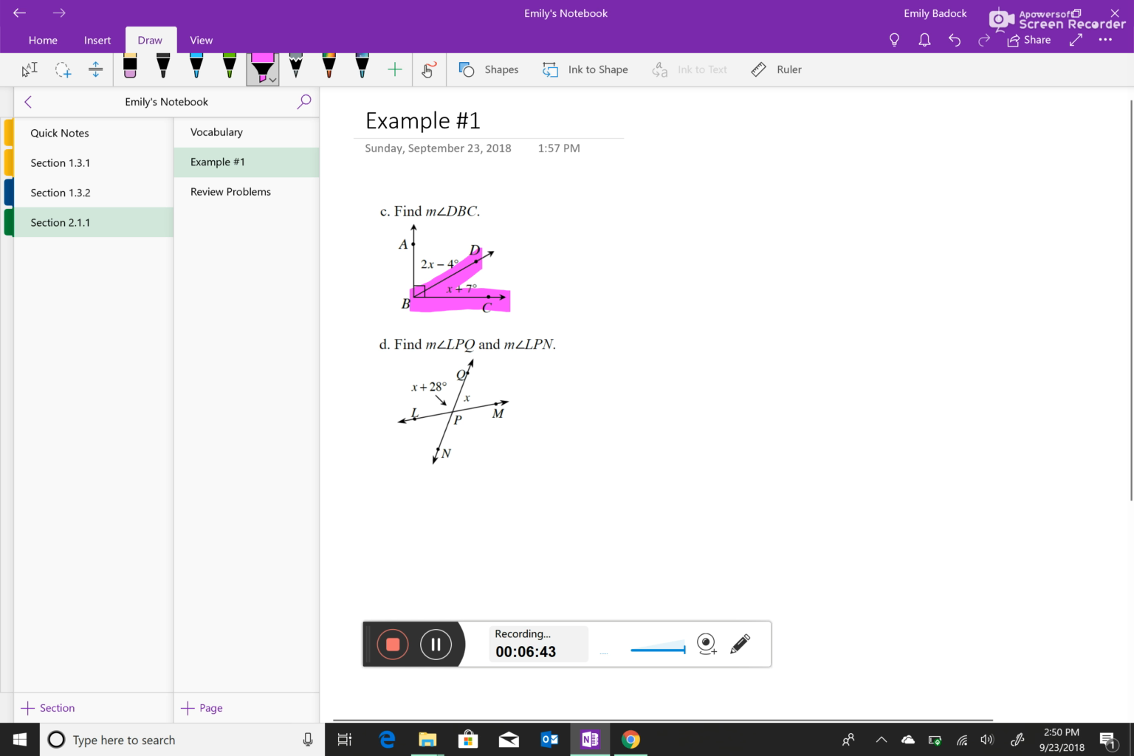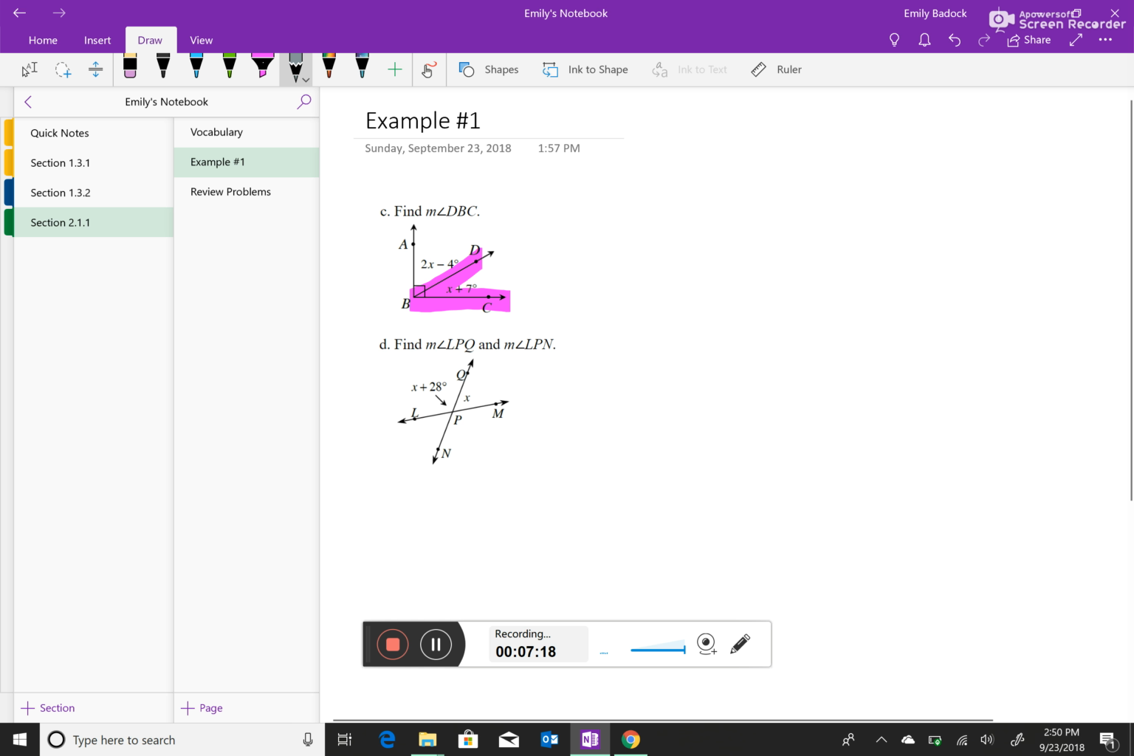When I was going through this, there's a couple different ways you could do this, but this is the way that made the most sense to me. I am going to take 2x minus 4 and x plus 7 and set them both equal to 90, so that I can find what my x is. Then I'm going to take my x once I find it and add 7 to it. That to me just made the most sense. You could take 90 minus 2x minus 4 and set that equal to x plus 7. Lots of different ways you could do this.